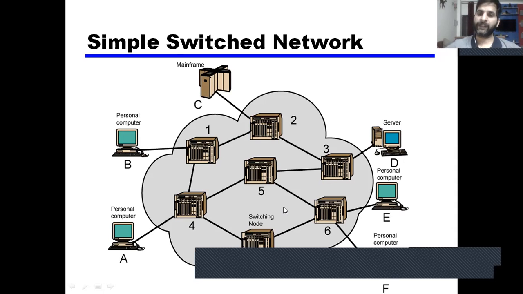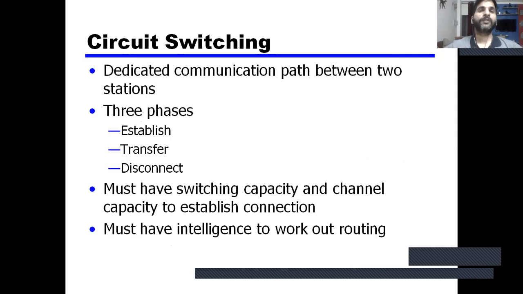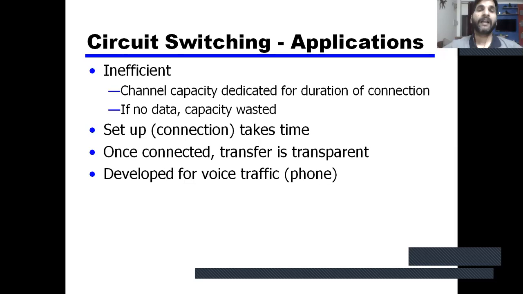in the figure. In circuit switching, we use a dedicated communication path between two stations, with three phases established in the circuit switch: establish, transfer, and disconnect. It must have switching capacity and channel capacity to establish the connection, and must have intelligence to work out routing. And here is a circuit switching application.